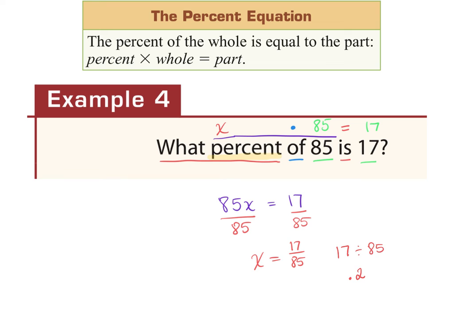Is this as a percentage? No. What do I need to do to make it a percentage? Move it over. 1, 2. It is 20%. And that is my answer, 20%. That is the first way to do it, okay? I'm going to show you a second way to do it. All right?